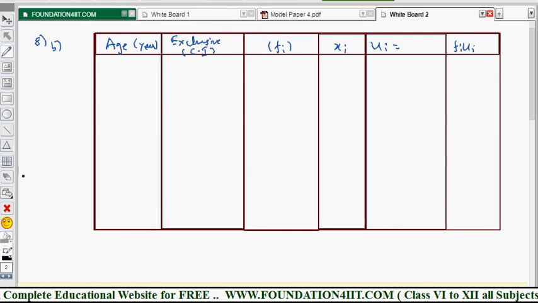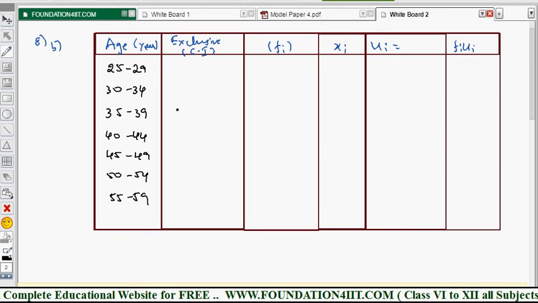In the given values, age in years: 25 to 29, 30 to 34, 35 to 39, 40 to 44, 45 to 49, 50 to 54, 55 to 59. This is given. To find the mean, we compulsorily need the exclusive case, that is, subtract and add 0.5. So 25 to 29 becomes 24.5 to 29.5. Next you get 29.5 to 34.5.